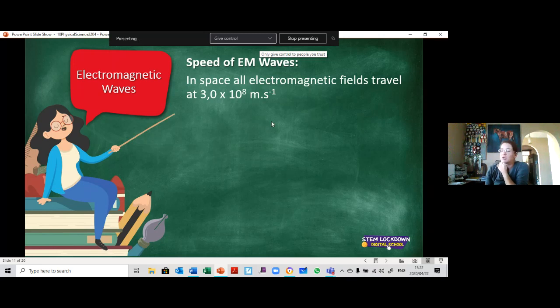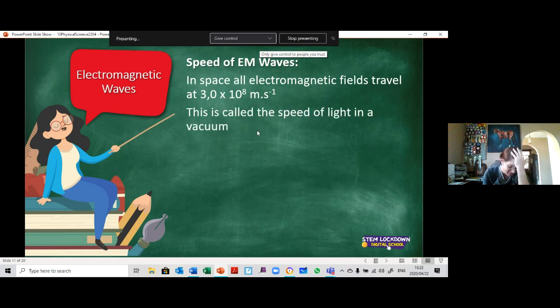Now, don't sit there and go, oh, another thing I have to remember. This is on the information page. It is called the speed of light in a vacuum. Does the medium affect it though? No.